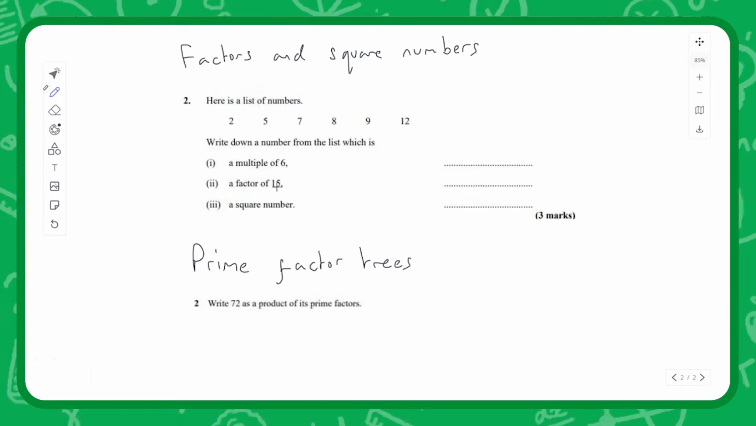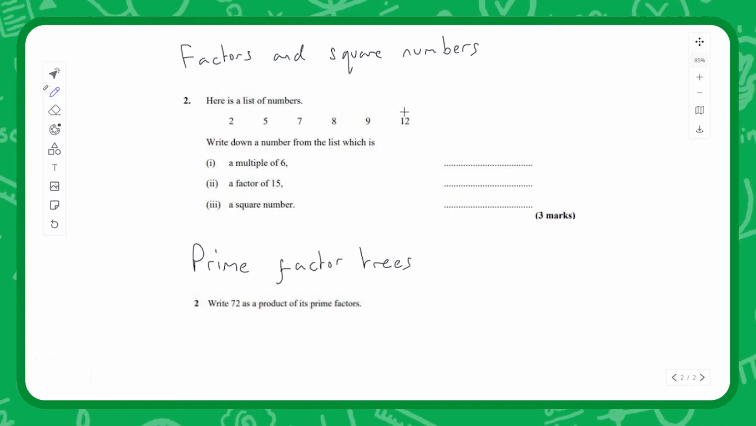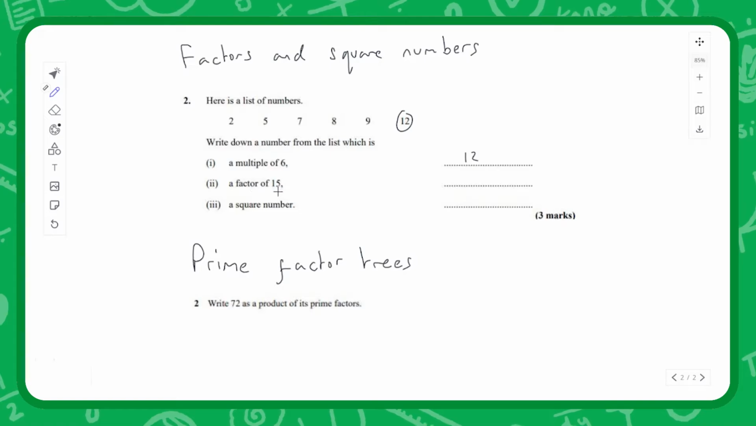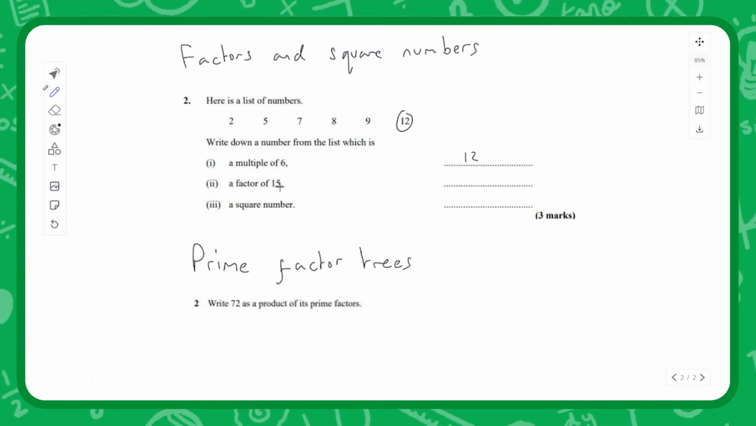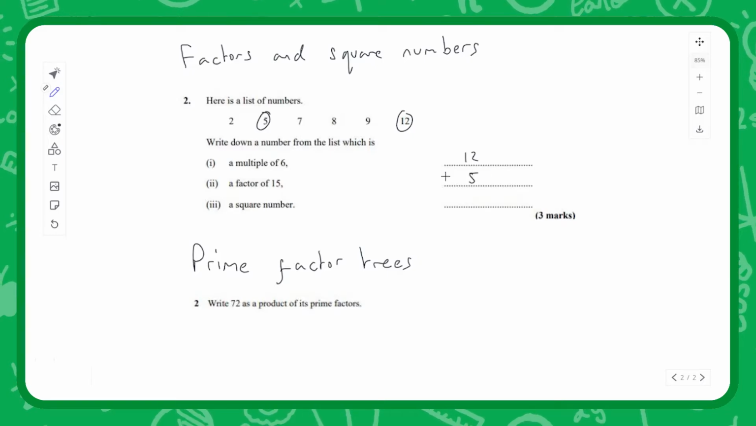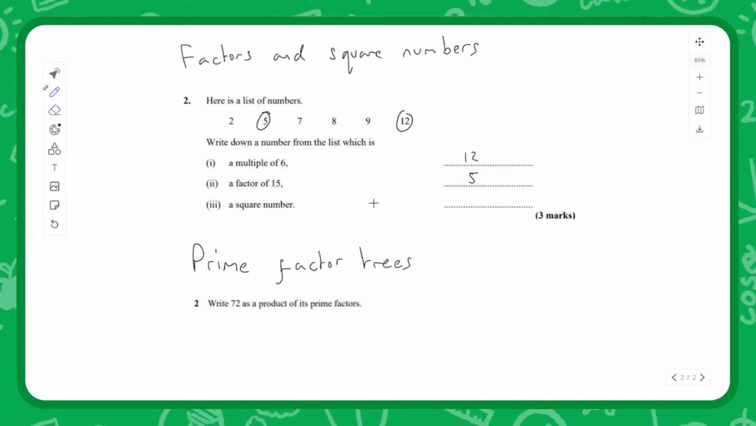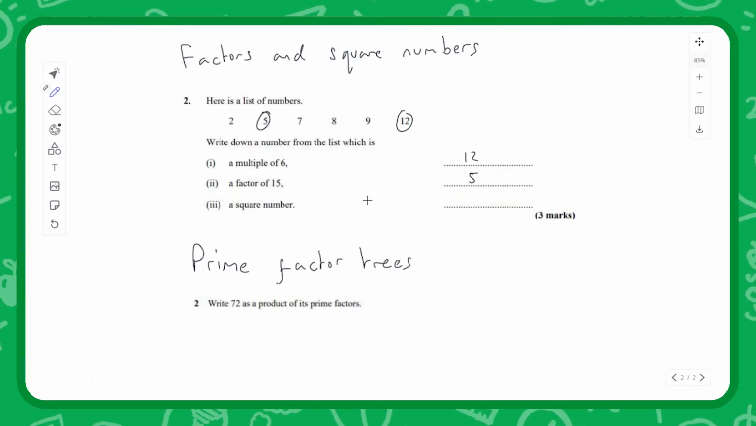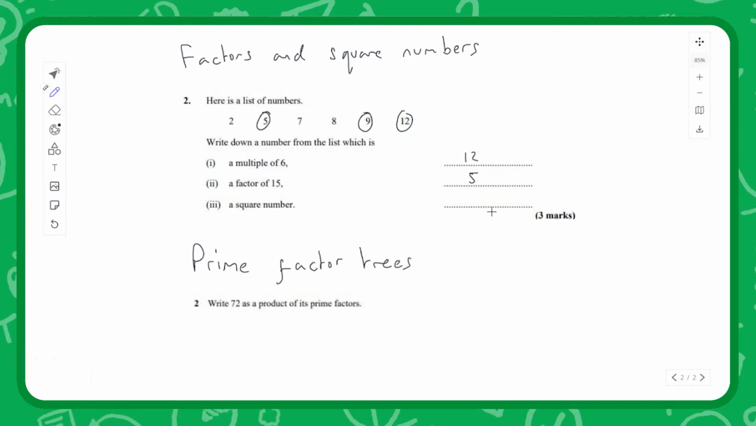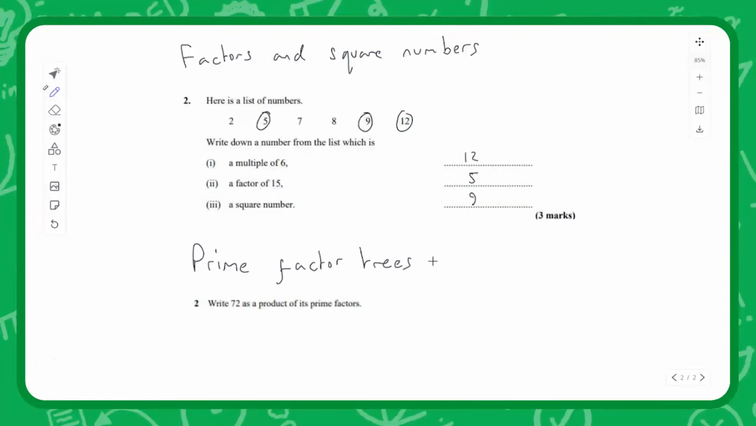So we've got a list of numbers, and we're going to write down a multiple of 6. So anything in the 6 times table, well, that's just going to be 12, if we know our 6 times tables. A factor of 15, so anything that goes into 15 a whole number of times. Well, I know 5 goes into 15 3 times, so that's going to be a factor of 15. And a square number, so a number that is formed when we multiply a smaller number by itself. Well, I know that 3 times 3 gives me 9, and 9 is in that list.